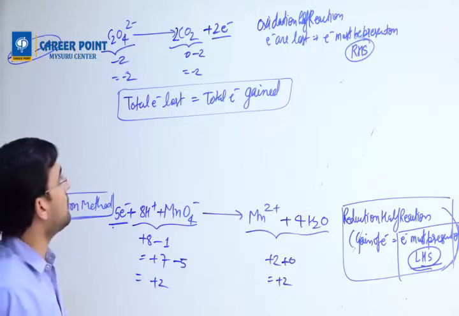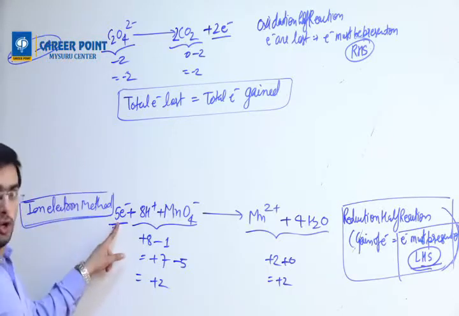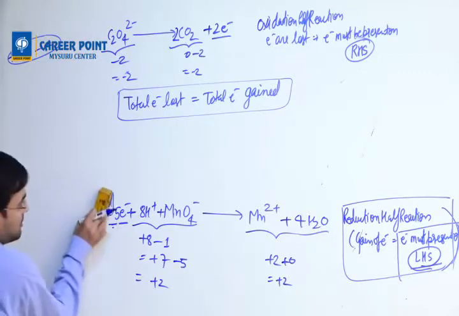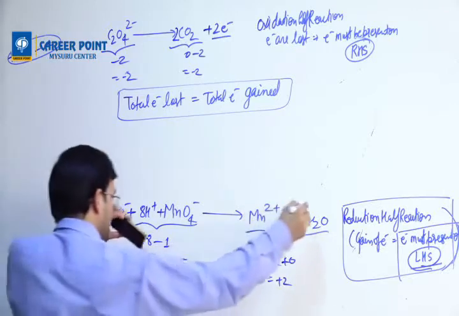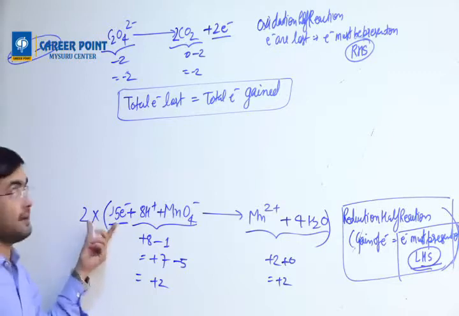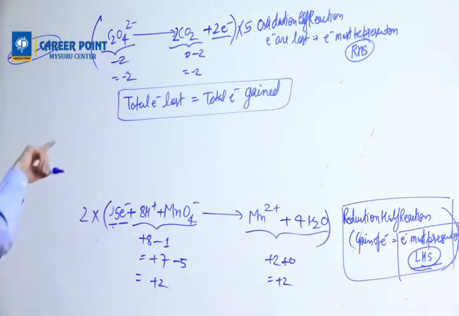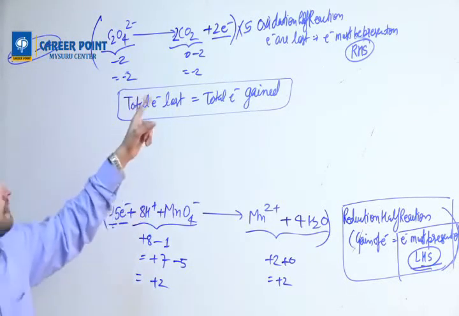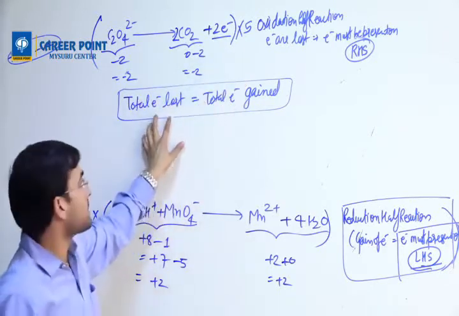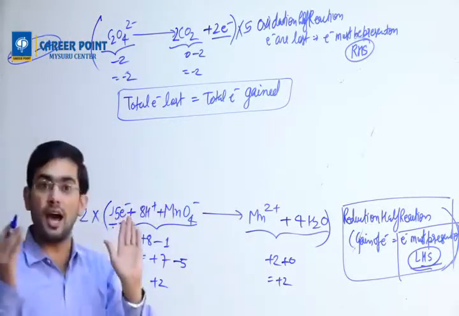So if they are not equal, how do I make them equal? So this is 5. That is 2. You can equate them only by this method. You can multiply this by 2, then this will become 10. And there you multiply by 5. Then that electron will become 10. So then I'll say total 10 electron are lost and total 10 electron are gained. Then both electrons are equal.